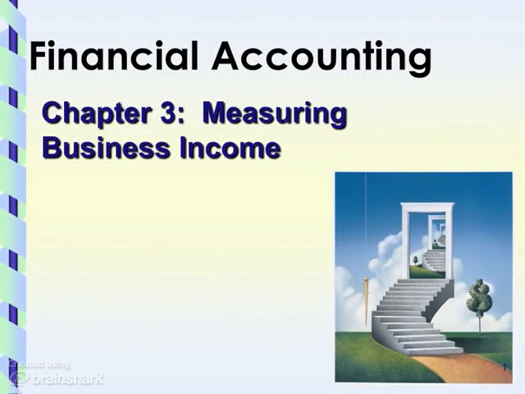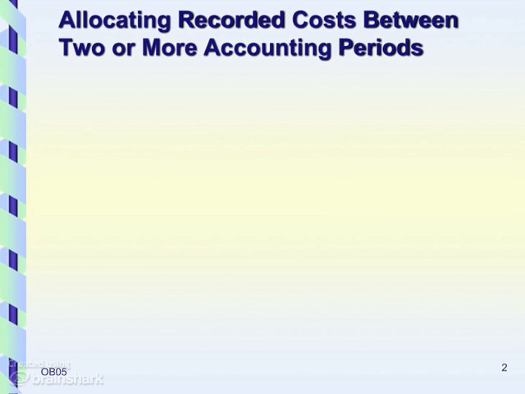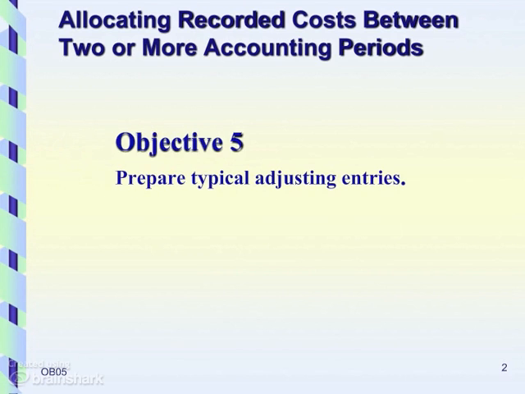Hi. Today in Chapter 3, Measuring Business Income, we're going to focus on Objective 5, Allocating Recorded Costs Between Two or More Accounting Periods. In Objective 5, we're going to focus on how to go about allocating recorded costs between two or more accounting periods by preparing typical types of adjusting entries.